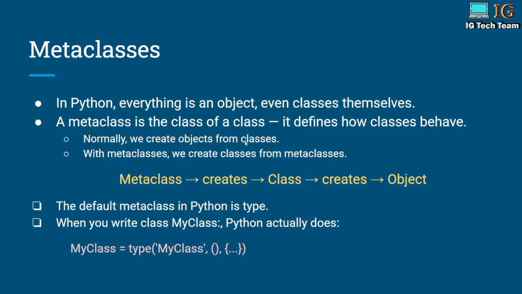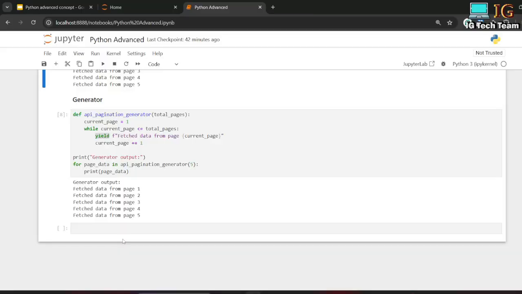Normally, we create objects from classes. With metaclasses, we create classes from metaclasses. So the flow is metaclass creates class, class creates object. And the default metaclass in Python is type. You can use this type. And when you define class like class MyClass, Python actually does this. It will use a type keyword. So this is just like decorator. Decorator is for function. In the same way, metaclass is for class. Let's implement this metaclass.